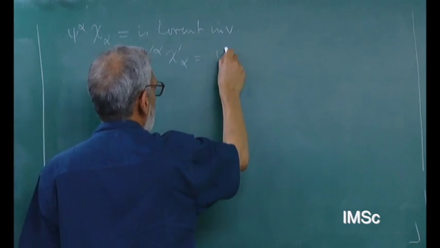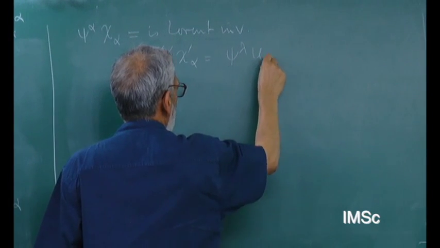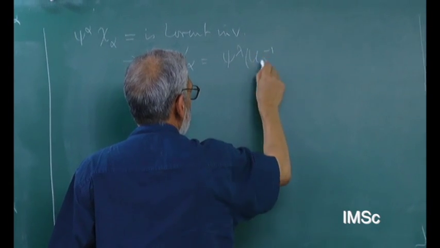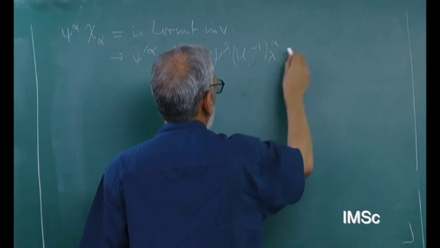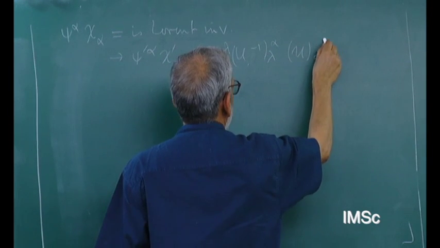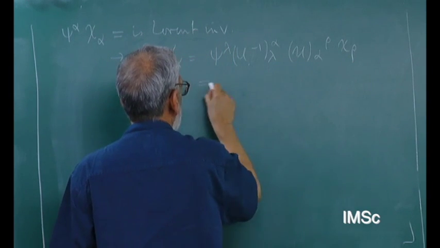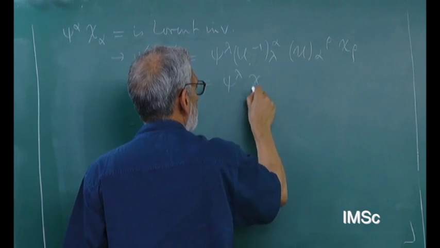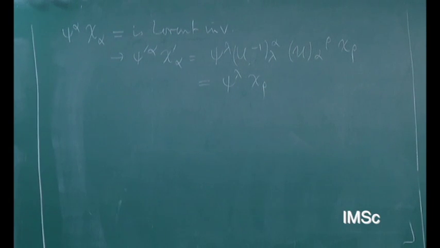Psi prime transforms as lambda u lambda inverse, lambda alpha. Chi transforms as alpha rho, chi rho. U and u dagger is 1. Is that clear? So this gives us a method of writing Lorentz invariant bilinears of spinors.